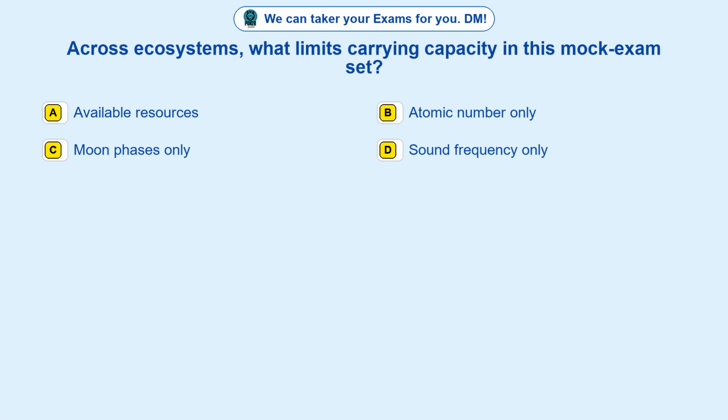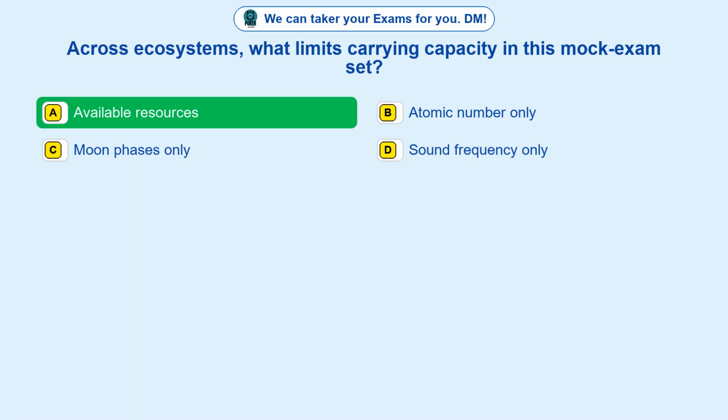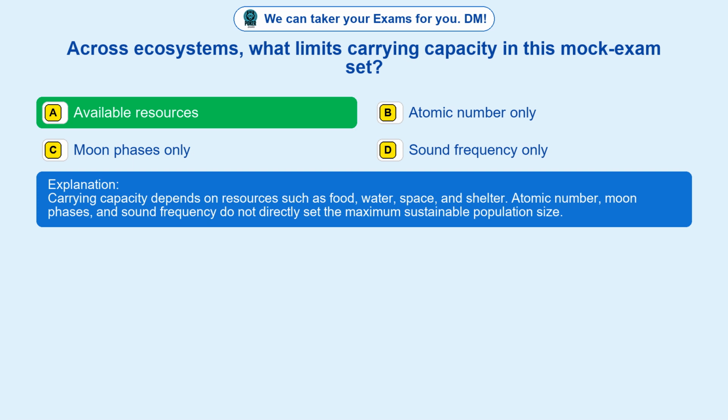Question 29. Across ecosystems, what limits carrying capacity in this mock exam set? Option A, available resources. Option B, atomic number only. Option C, moon phases only. Option D, sound frequency only. The correct answer is option A. Available resources. Carrying capacity depends on resources such as food, water, space, and shelter. Atomic number, moon phases, and sound frequency do not directly set the maximum sustainable population size.